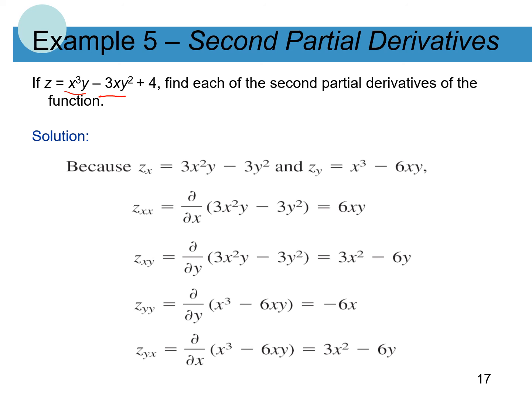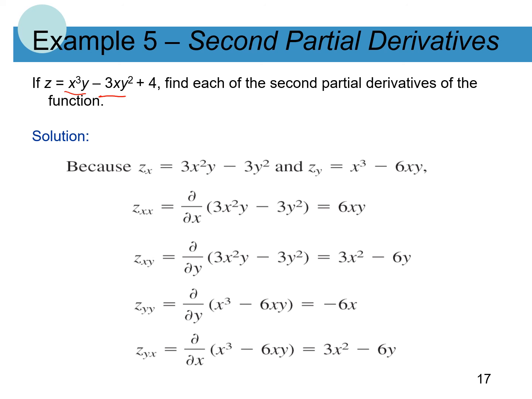Then zxy means that we have to look at the derivative of z with respect to x. Then we derive it again with respect to y. Therefore, we derive both terms, that is 3x squared y and then minus 3y squared, and it is equal to 3x squared minus 6y for the second derivative. Then zyy means that we have to look at zy as the first derivative. Then again, we derive it with respect to y. Therefore, d over dy of x cubed minus 6xy is equal to negative 6x.